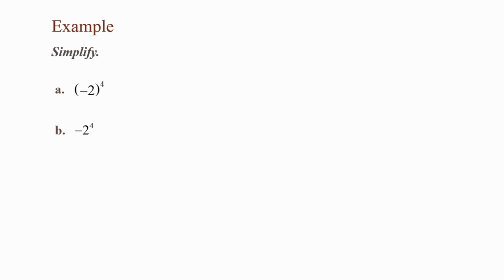In this example, we want to simplify a, parentheses, negative 2 to the 4th, and b, negative 2 to the 4th. This is not the same problem. Because of the parentheses in part A, our base is negative 2, so we have negative 2 times negative 2 times negative 2 times negative 2. So that gives us a positive 16.